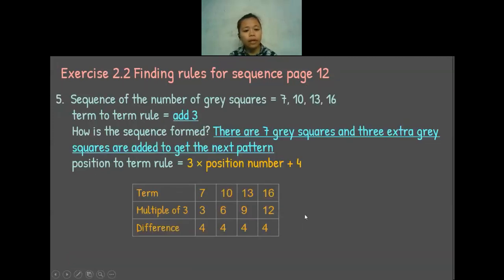For question 5 here, we already have the pattern. The pattern is made from gray squares, but I do not draw the gray squares. I will just directly tell you the sequence of the number of gray squares. To find the sequence, you can count how many gray squares there are. Like the first pattern, there will be 7 squares.